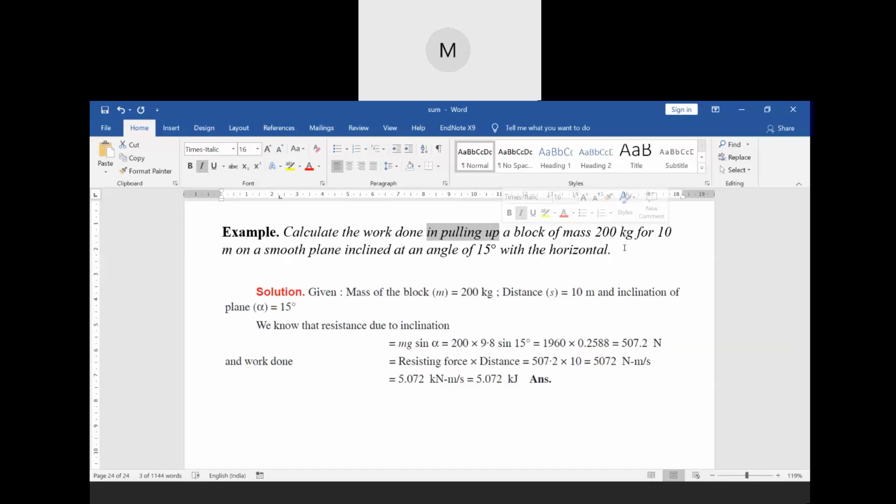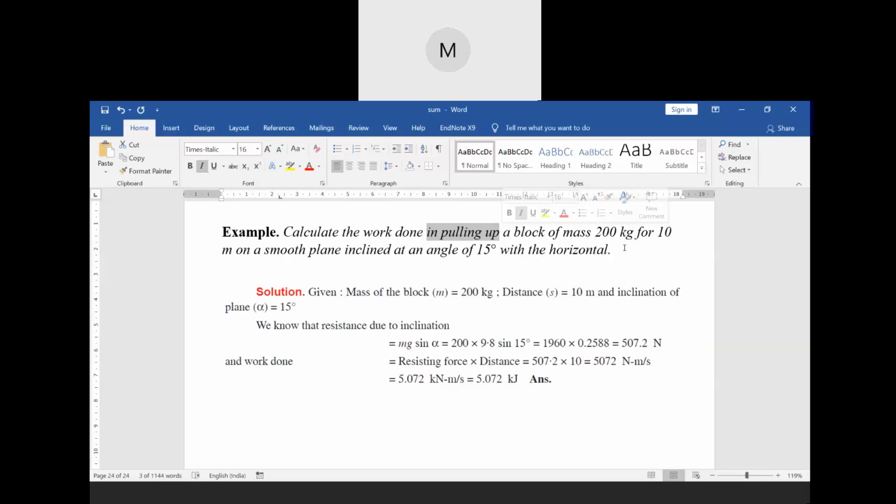Okay, so if you see here, the mass is what? 200 kgs, right? The distance is given in meters, mass is given, you know g, you know the angle. It is simply mg sin alpha. That's it. So it is done in that manner only, mg sin alpha.